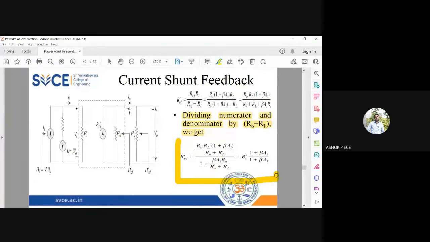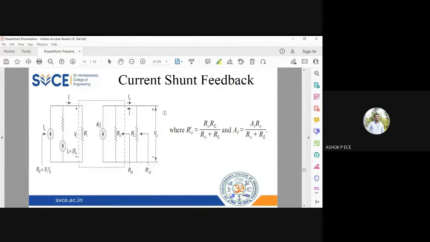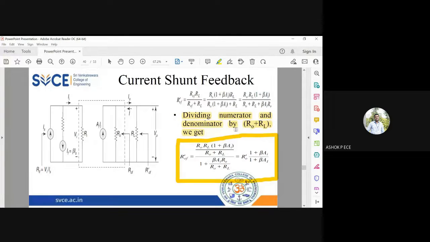R naught F dash equals R naught dash into (1 plus beta A capital A small I) divided by (1 plus beta A into capital I), where R naught dash is this term and AI is in terms of A small I. This is the simplification, as I already said. For the simplification of R naught F dash, download the PDF, simplify, and check whether you are getting this answer. Any mistakes in the terms or sign, please let me know so that I can correct and upload the correct PDF. So this is what we have proved in the current shunt feedback amplifier.